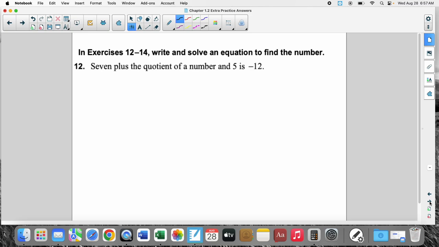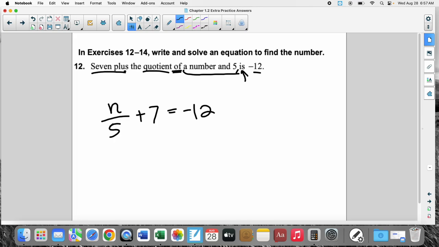Write and solve an equation to find the number. So first we have to translate this sentence, 7 plus the quotient of a number and 5 is negative 12. So the quotient of a number, we'll say n, quotient is division, and then we're going to add 7 to it, is negative 12. So that's how I'm going to do that. Quotient of a number and 5 is negative 12.